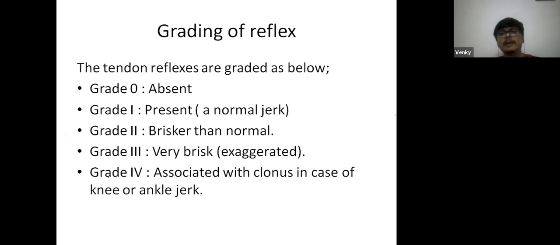Coming to the grading: 0 means absent, 1 is normal jerk, 2 is brisk, 3 is exaggerated, 4 is associated with clonus. How to remember this? Knee jerk is normally brisk. Consider knee jerk is normally brisk. Anything above knee jerk level is exaggerated. Other reflexes are normally just present. Consider the knee jerk.